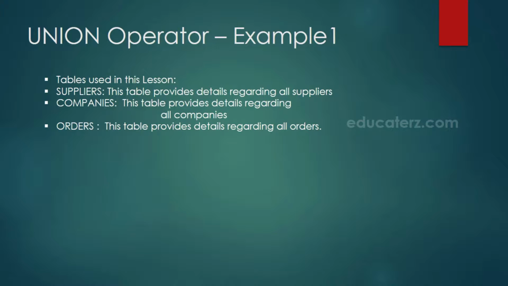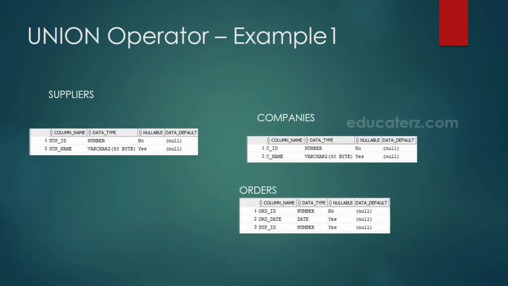Tables used in this lesson are suppliers, which provides details regarding all suppliers; companies, which provides details regarding all companies; and orders, which provides details regarding all orders. If you describe the table definitions, the suppliers table consists of two columns, supplier ID and supplier name, whereas the companies table consists of company ID and company name, and the orders table consists of order ID, order date, and supplier ID.